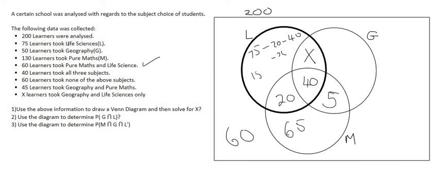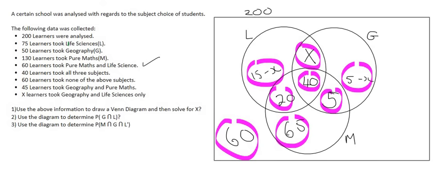We could do the same approach for the geography, where the total for geography is 50. So in this part here, we could say 50 minus 40 minus 5 minus X. And if you do that, you're going to end up with 5 minus X. And so there we have it. Every single part of our Venn diagram has been filled in. So now we can use maths to solve for X. What we can now say is the following. These segments here all have to add up to 200.